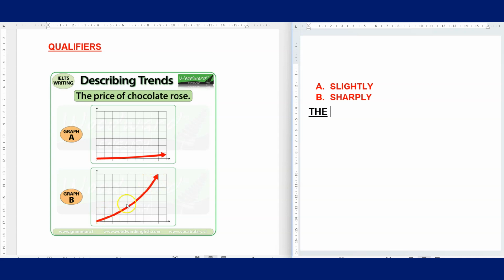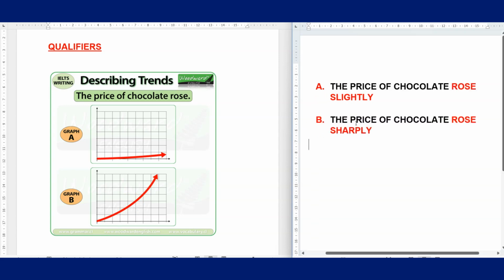So let's write that down. Now that we've understood the important reason for describing an accurate trend, I think it's time for us to learn more vocabulary to describe trends.